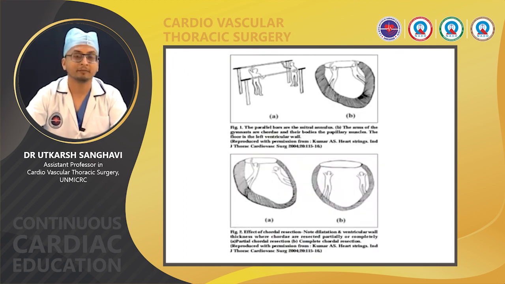So this is the diagram done by Dr. Sachin Talwar and his team. They have compared the two parallel bars to the mitral valve annulus in the heart. The chordae and the subvalvular apparatus are denoted by the gymnast with both their arms, whereas the floor, meaning the LV cavity, is denoted by the floor.